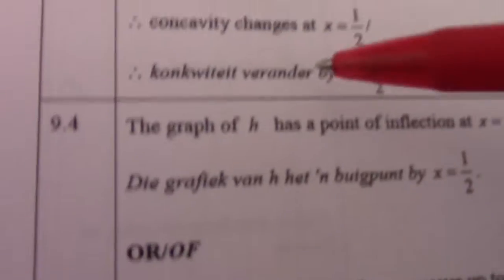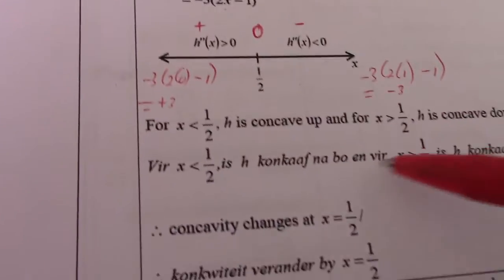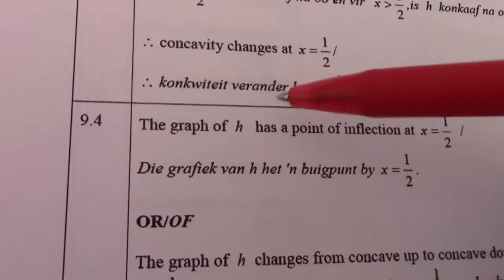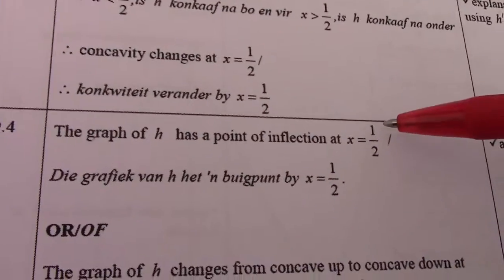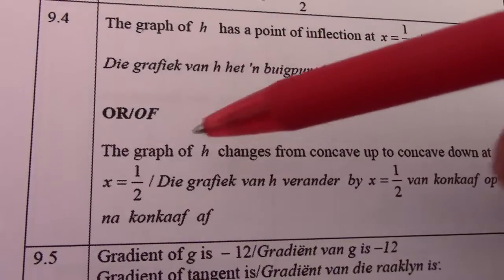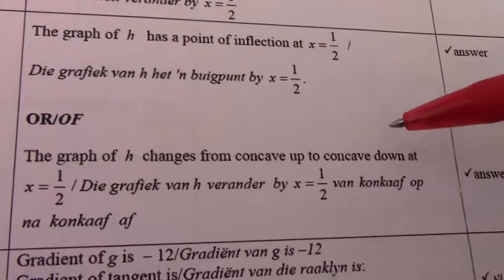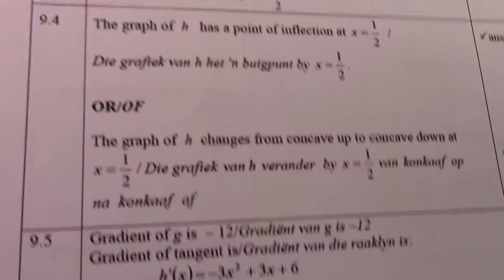So 9.4, see there we solved that previously. So 9.4, the graph of h has a point of inflection at x equal to half. Or we can say the graph of h changes from concave up to concave down at x equal to a half.